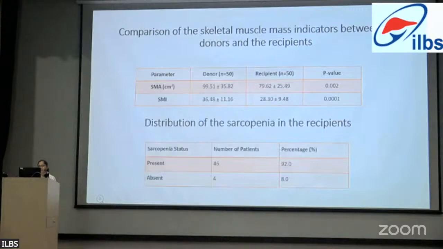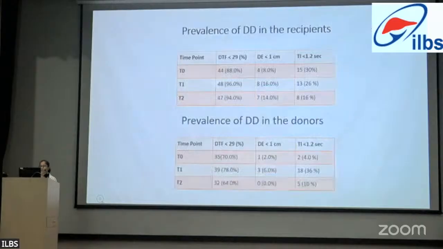On comparing the skeletal muscle indicators between the donors and recipients, we could see the skeletal muscle index in recipients was about 28, and in donors it was 36, and it was statistically significant. On distribution of sarcopenia, 92% of the recipients were sarcopenic. On prevalence of diaphragm dysfunction in recipients based on the diaphragmatic thickening fraction, at T0, that is at baseline, the recipients had about 88% diaphragmatic dysfunction, and the prevalence increased to 96% at T1, that is 30 minutes after extubation, and at T2 it decreased to 94%.